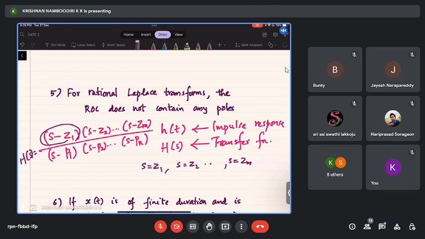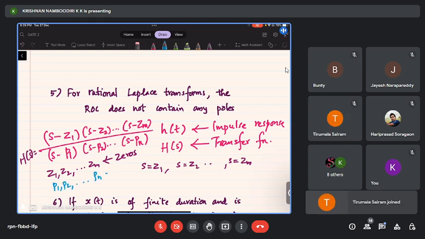Or in other words, these roots of the numerator, what are the roots? Z1, Z2 up to Zm, correct? These roots are known as the zeros of the function h of s. And what if I substitute s equal to, say, p1? H of s will go to infinity, correct? So these p1, p2 up to pn are known as the poles.